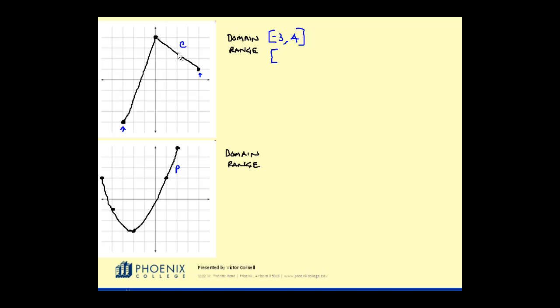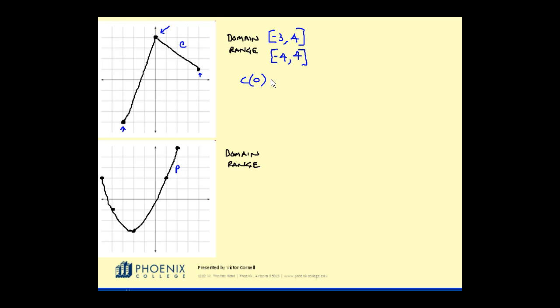And then the range would be the vertical. Notice it's all the way down here at negative 4. Okay, it bottoms out at negative 4. Where does it top out? Right there, which is 4. So that's my range.